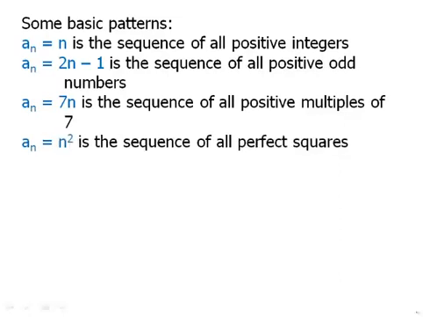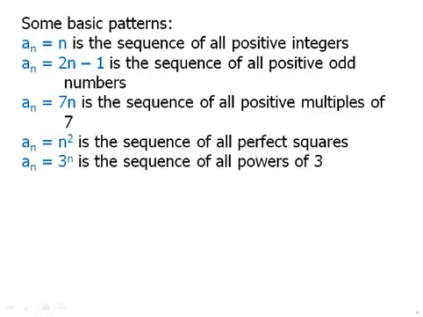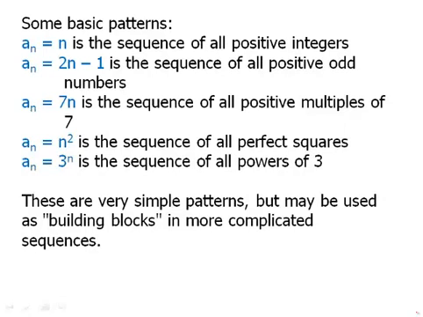A sub n equals n squared is the sequence of all positive perfect squares. A sub n equals 3 to the n is the sequence of all the powers of 3. These are very simple patterns, but may be used as building blocks in more complicated sequences.